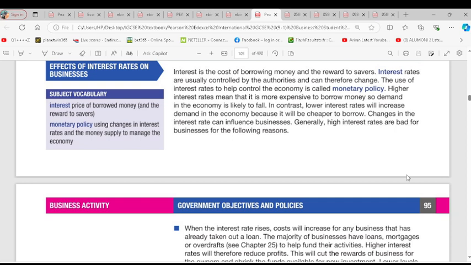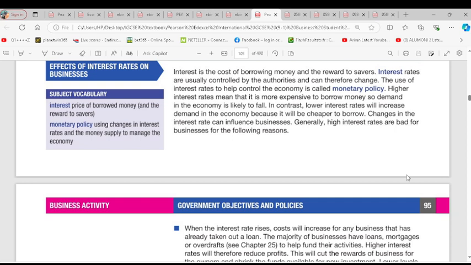Let's put it that way. That is what interest rate is. Is it clear? So interest rate is the cost of borrowing money and the reward to savers. Interest rates are usually controlled by the authorities and can therefore change. The use of interest rate to help control the economy is called monetary policy. So it's different from fiscal policy.